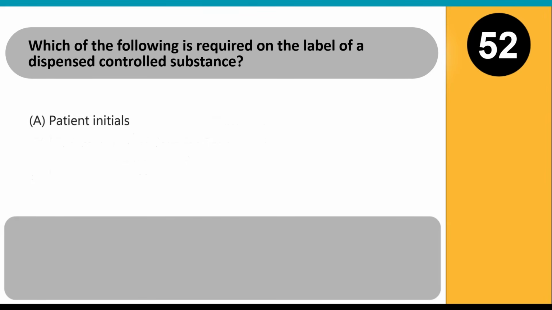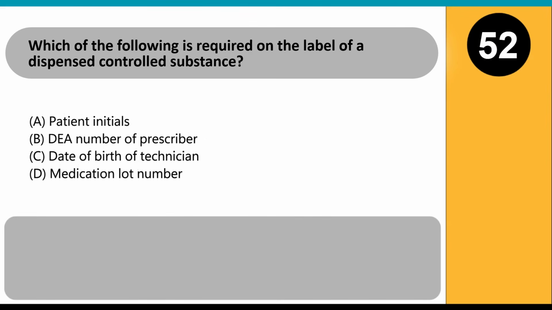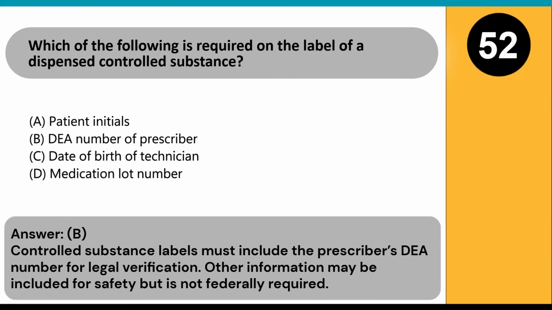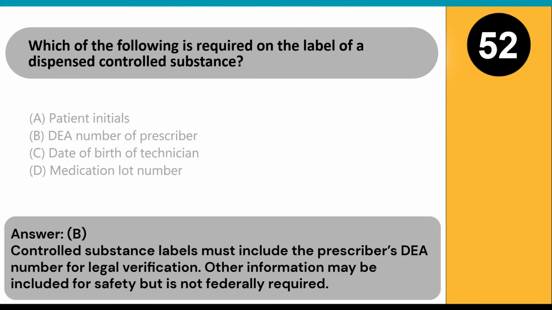Which of the following is required on the label of a dispensed controlled substance? A. Patient initials. B. DEA number of prescriber. C. Date of birth of technician. D. Medication lot number. Answer B. Controlled substance labels must include the prescriber's DEA number for legal verification. Other information may be included for safety but is not federally required.